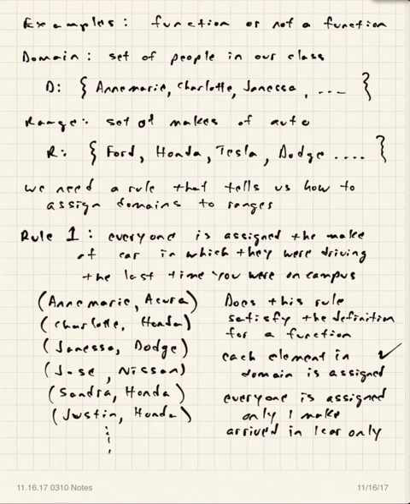So Charlotte gets assigned to Honda. She got assigned to one. It happened to be the same one that Sandra got assigned to. That doesn't matter at all. Both of you just got assigned to one range element. And so this satisfies the definition for a function. That gets checked off also. And so this relationship is a function.